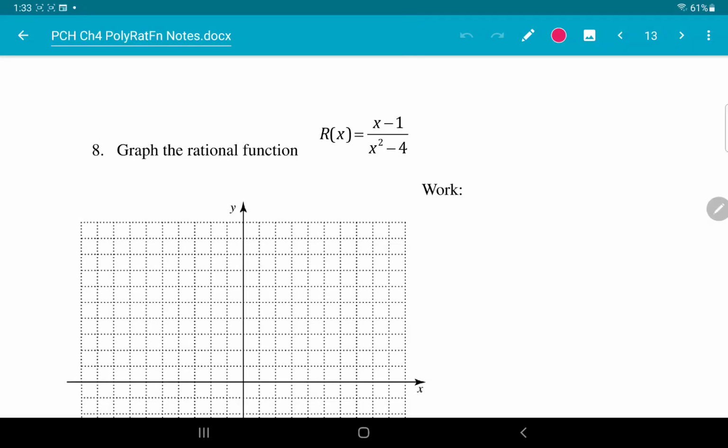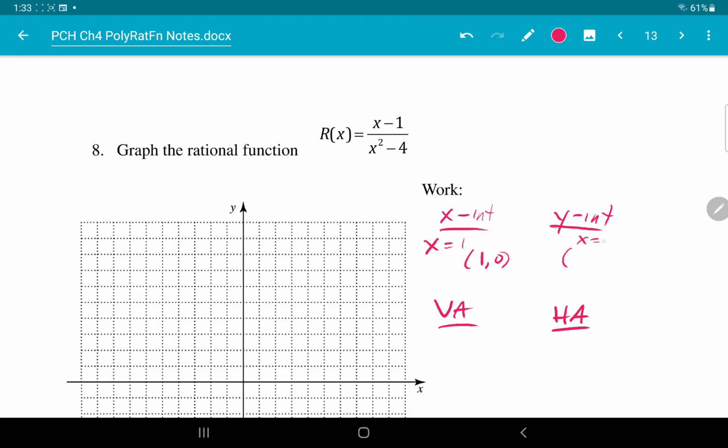Let's graph some more rational functions. Alright, same ideas here. X minus 1, that'll show you your x-intercept. Let's find the y-intercept, vertical asymptote, horizontal asymptote. Alright, so the x-intercept occurs at 1, so we get (1, 0).